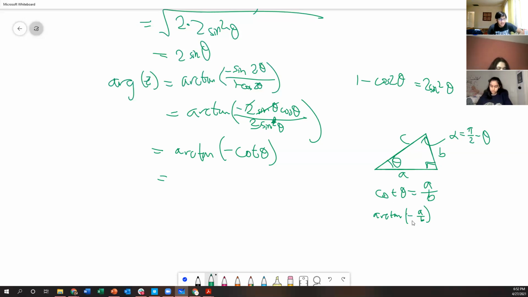So now, because there's a negative out front, I know I have to distribute that negative because I know first quadrant tangent is positive, second quadrant tangent is negative, right? Yeah, second quadrant tangent is negative. So I have to apply that negative. So if I know that arctan of A over B is alpha, which is pi over 2 minus theta, then I know that arctan of negative A over B, which is what the question is asking, is going to be theta minus pi over 2. You see how we did that?